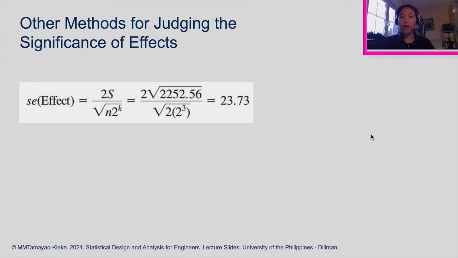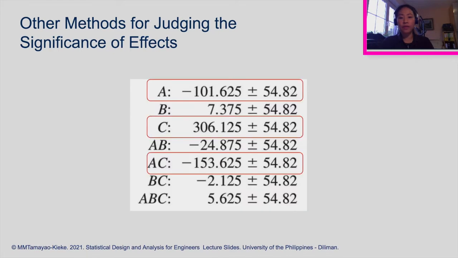Okay, so for our example, the previous example, the standard error of the effect is equal to 2 times s over square root of n times 2 raised to the k, and this is equal to 2 times square root of 2252.56 divided by square root of 2 times 2 raised to the 3. And this turns out to be 23.73.